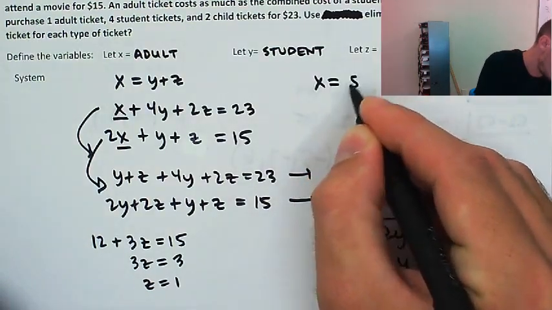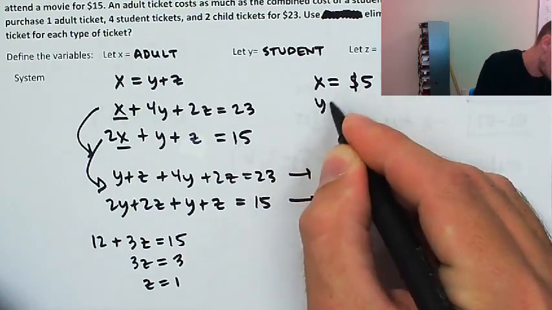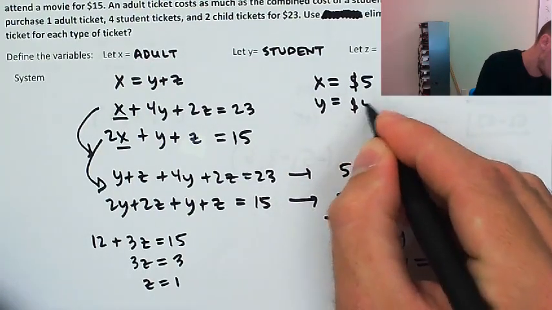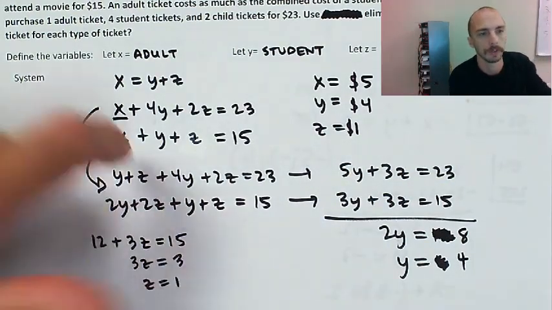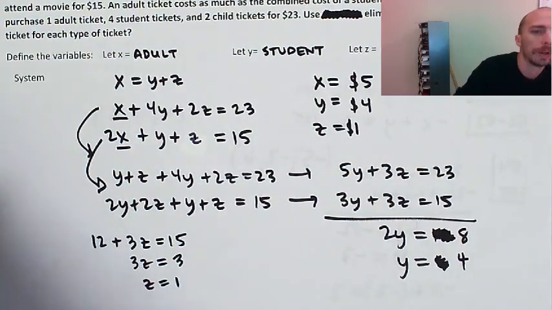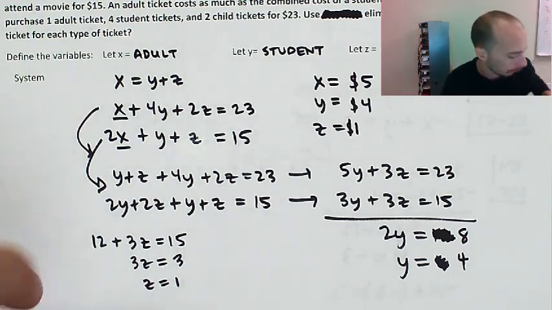So I've got x equaling $5, y equaling $4, and z equaling $1. You can check your solution against our original equations, but yeah, that's going to work out. 5 and 16 is 21, and 2 is 23. And 10 and 4 and 1, yeah, that's 15. Okay, cool. I'm satisfied. All right, and we've got just 2 more situational problems.